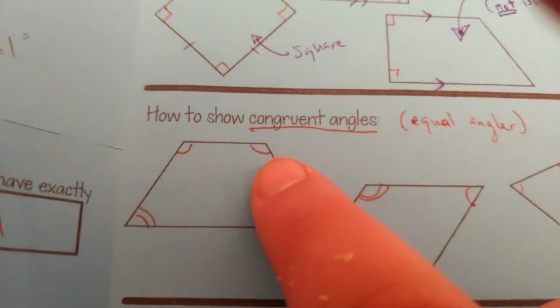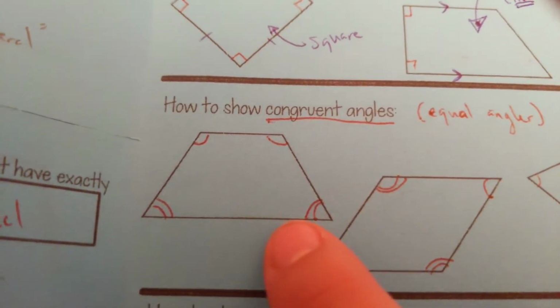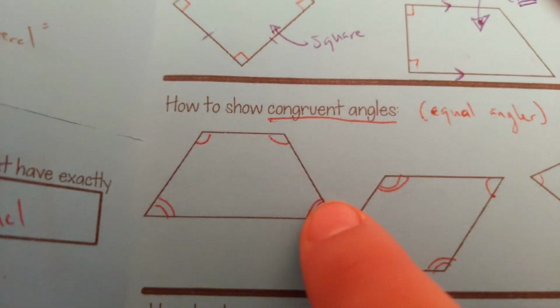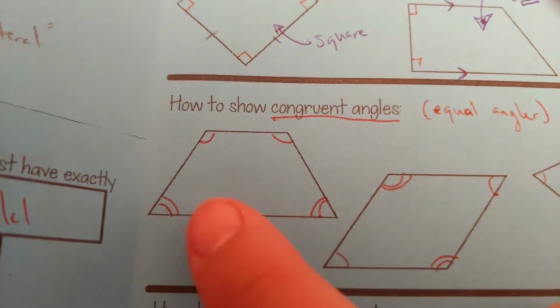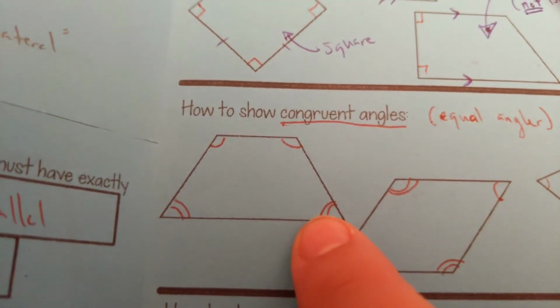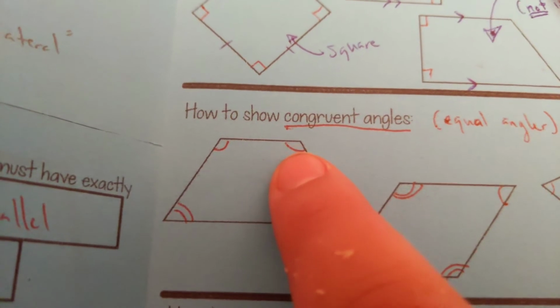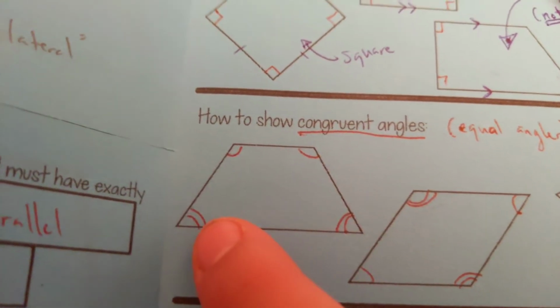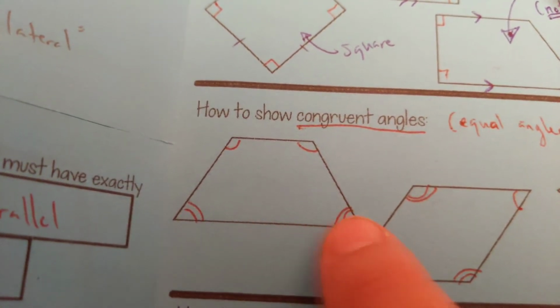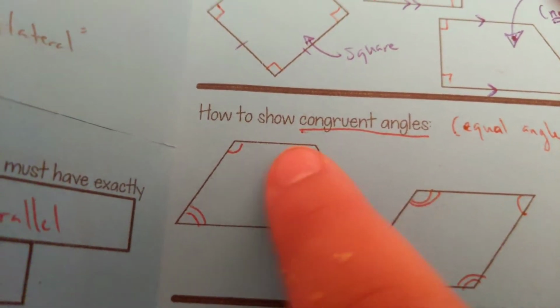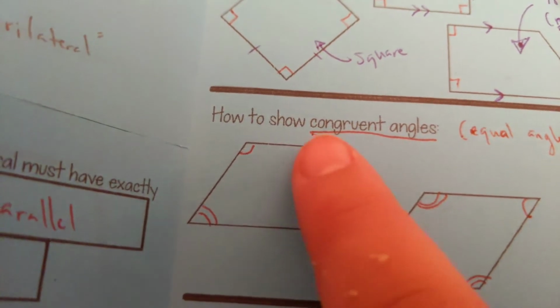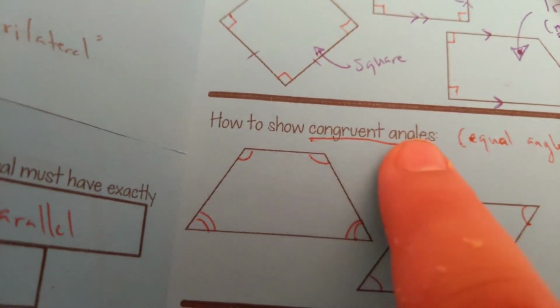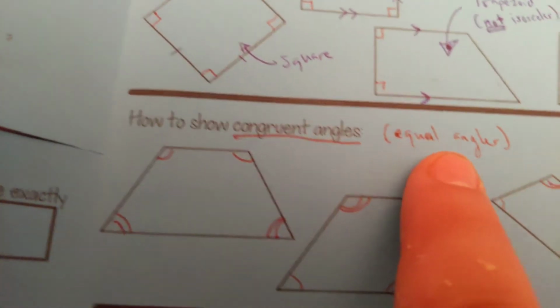Okay, so for example, we know that this angle right here and that angle are equal to each other because they kind of look the same, right? And you would be right, these are the same, and I'll tell you why in just a minute. And then these two are the same. You can tell because this has one little arch and this one has one little arch. So this one has 2 and this one has 2. That means these two are equal to each other and these two are equal to each other. That's how you show if you have congruent angles, which means equal angles.